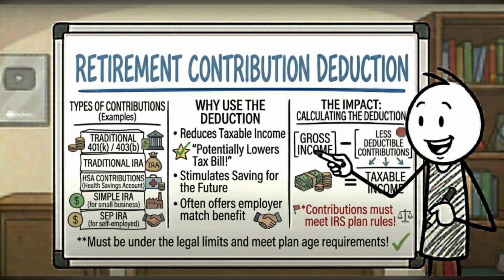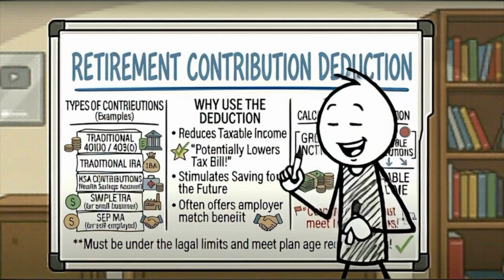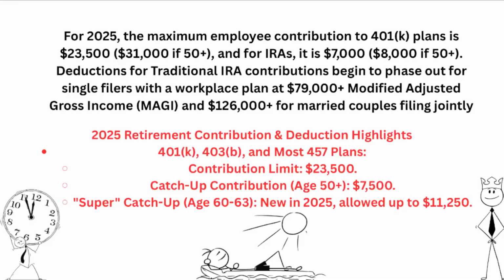Retirement contribution deduction. Retirement contribution deduction applies to contributions made to certain retirement accounts like traditional IRAs or self-employed retirement plans. The government uses this deduction to encourage long-term savings. Contributions reduce taxable income in the year they are made, though withdrawals in retirement are generally taxed. Eligibility can depend on income and whether you have access to an employer-sponsored plan. Over time, this deduction not only lowers current taxes, but also helps build financial security.